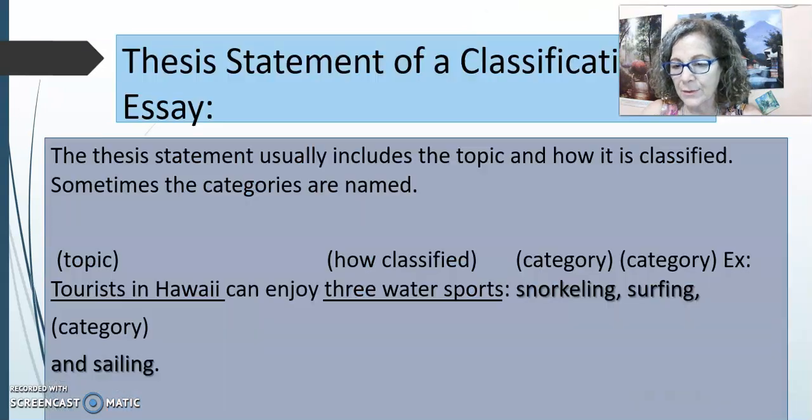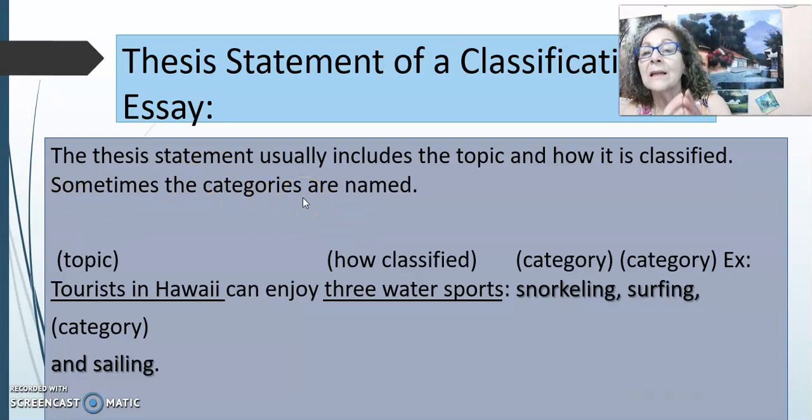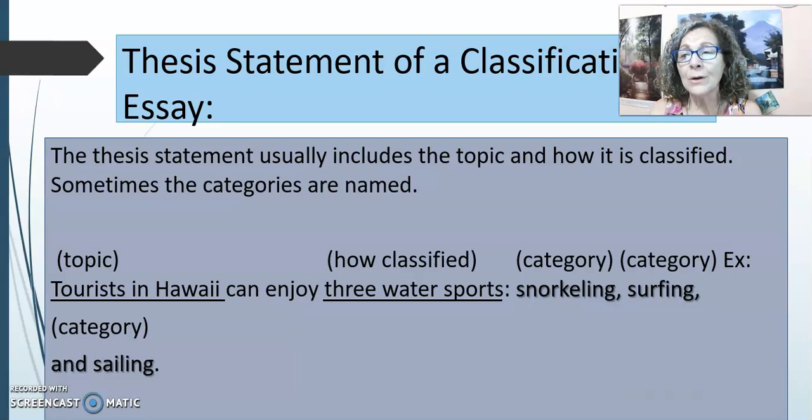This is another category. The thesis statement for a classification essay usually includes the single topic and how it is classified, and sometimes the categories are named. For example, tourists in Hawaii can enjoy 3 water sports: snorkeling, surfing, and sailing. Tourists in Hawaii is the single topic. 3 water sports is how to classify, and snorkeling is one category, surfing is another category, and sailing is the other category.